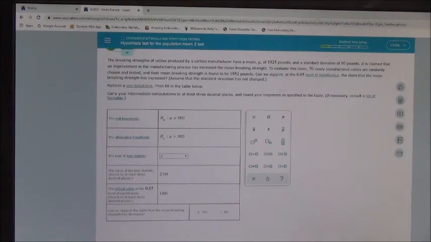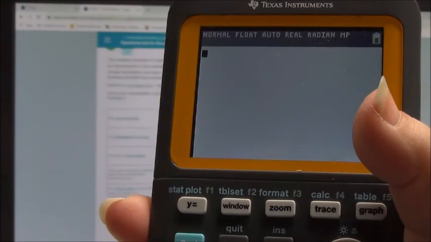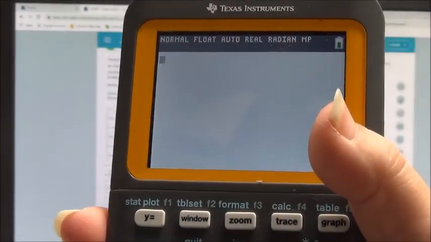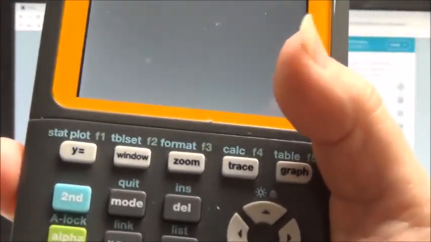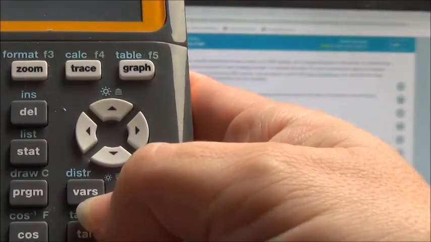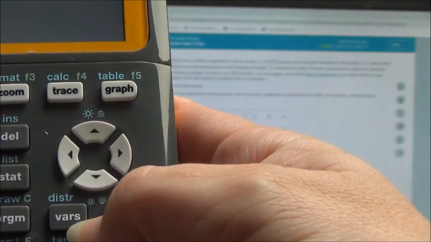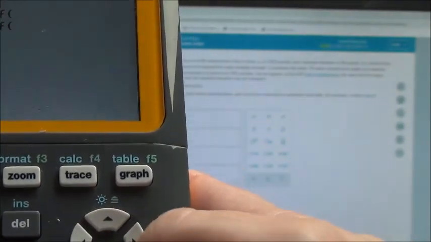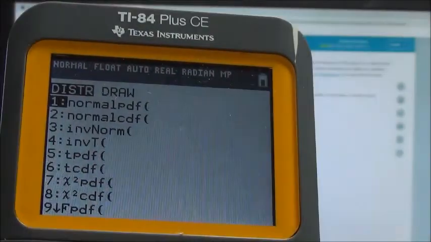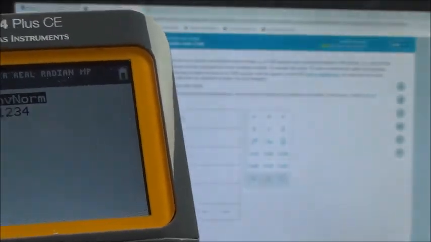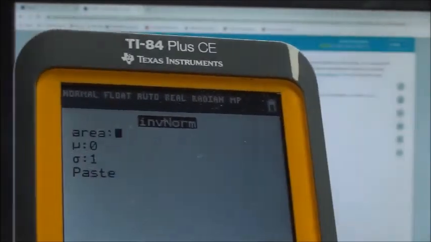So, grabbing my graphing calculator here, and I got to clear it out. Again, just to remind you from Chapter 6, we're going to hit the second button, which is the blue button. We're going to hit the distribution one, so the VARS button, to get the distribution menu, and then number 3 is your inverse normal. For the area, you always want the area to the left.